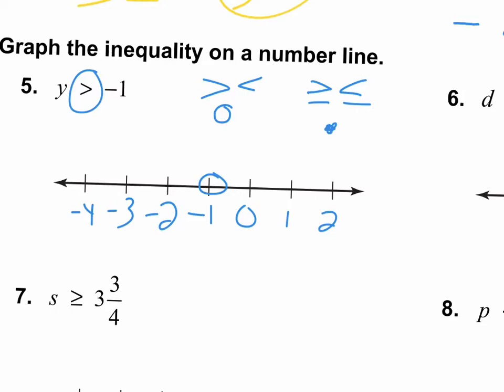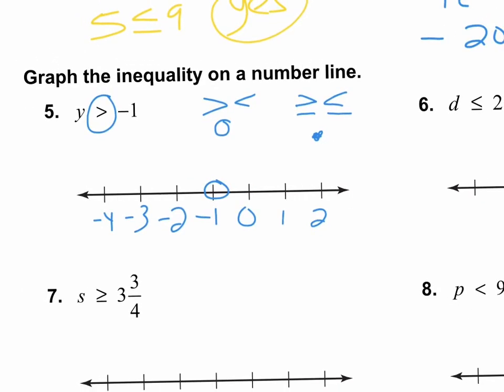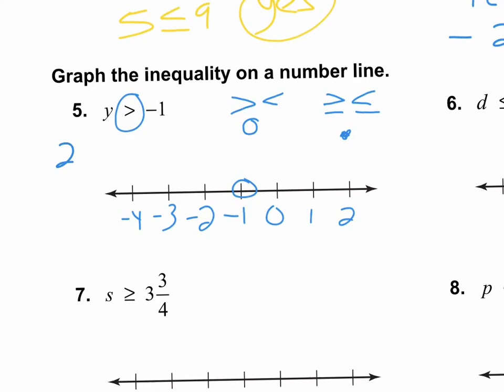Now, there's a couple ways of deciding which way your arrow goes. One way is I pick a number from over here. So I'm going to pick 2. Is 2 greater than negative 1? Yes, right? So this is a yes. Then if I pick one over here, is negative 2 greater than negative 1? No. It's not greater than negative 1, so we go towards the other way.